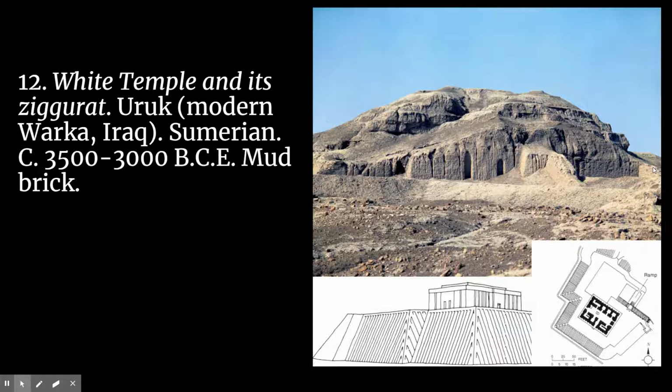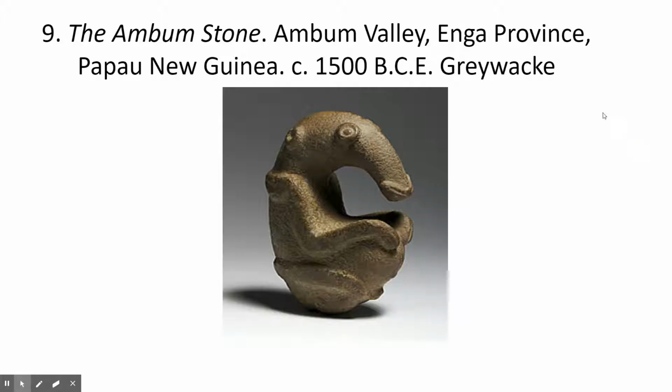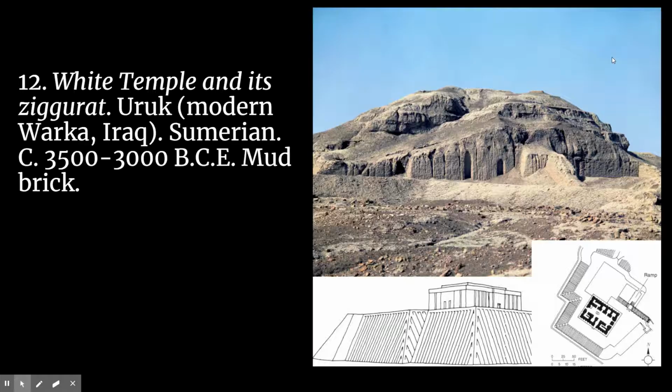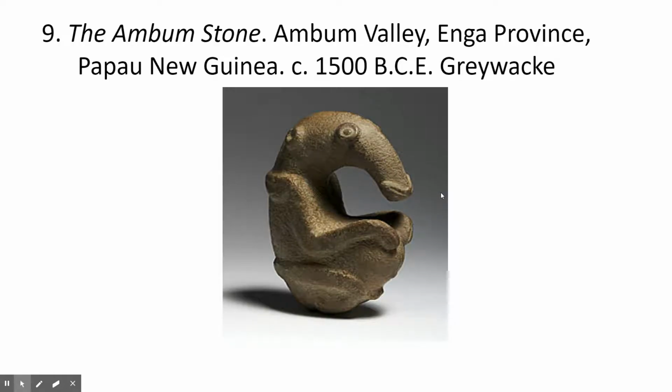So we have the White Temple of Ziggurat, which is our first historical piece. If you look at the date on that, that's 3500 to 3000 BCE. Of course, this comes from ancient Mesopotamia, right? And then we've got this piece, which is also prehistoric, he's so cute, the little Ambum Stone. We call it prehistoric, but we're saying 1500 BCE, but the other is historic and it's 3500 BCE, which comes before 1500 BCE. How could that be? Well, look at the area of the world. This is in New Guinea, a totally different spot. Different areas of the world develop at different rates, right?